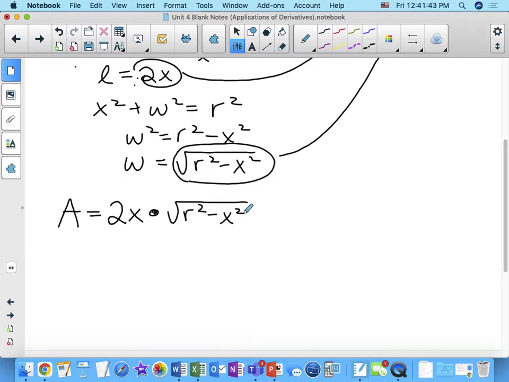And now we have something to maximize, because we can take the derivative of this, right? And that's because we know that r squared is a constant. We don't know what it is, but it could be 5. It could be 5 squared. Okay? All right, so this is what we want to maximize.